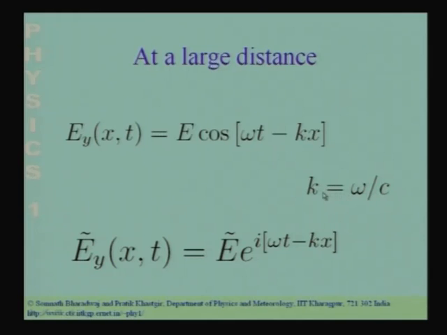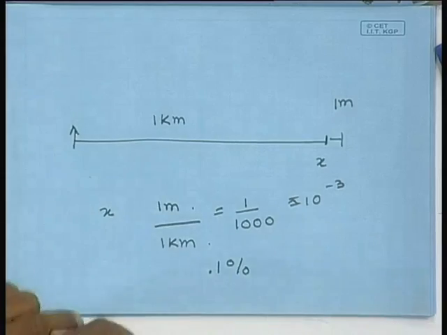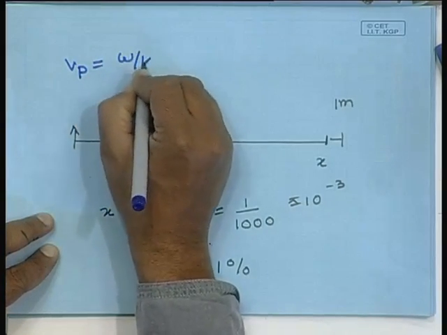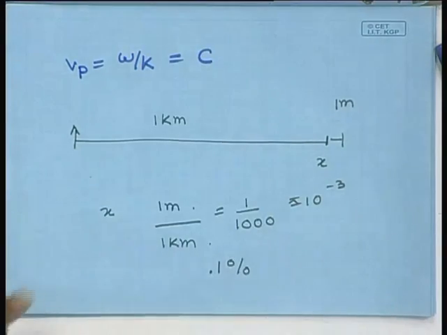Now, once you know the wave number and the angular frequency, you can calculate the phase velocity, and the phase velocity is omega divided by k. So, omega divided by k gives us c. So, you find that the electromagnetic wave, in this situation, has a phase velocity which is the speed of light.